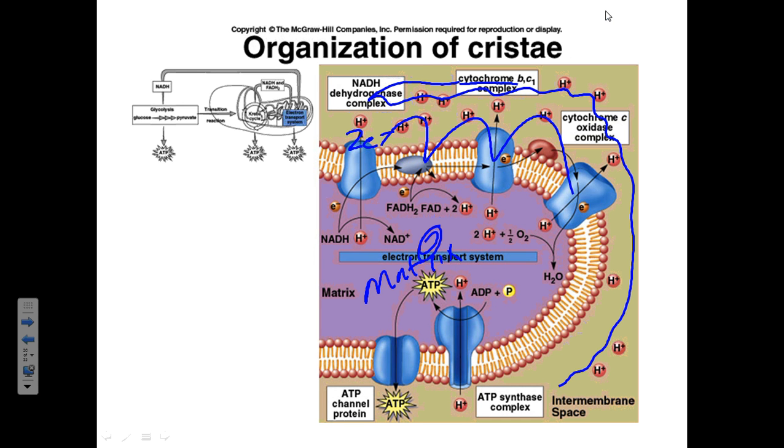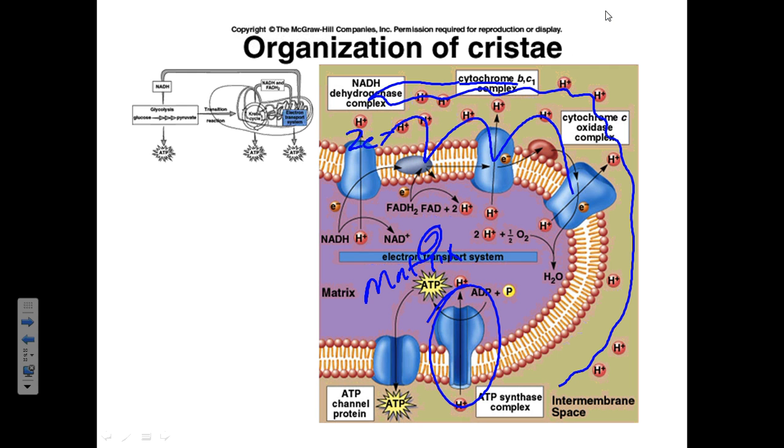Those hydrogens want to go which way? If you're pumping them out, they want to do what? They want to go back in. But they can't, because as you can see in this picture, what's this membrane made out of? Phospholipid bilayer, and they don't like ions, right? But there is a way in. And the way in is that guy. That's ATP synthase. It's a channel.